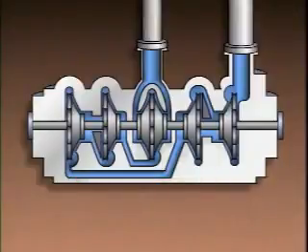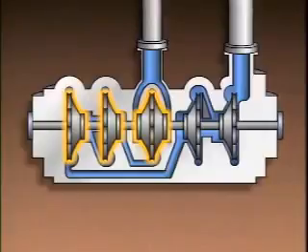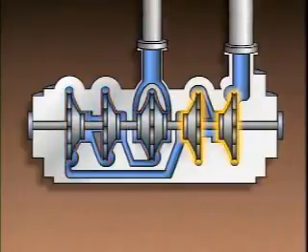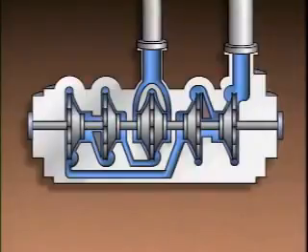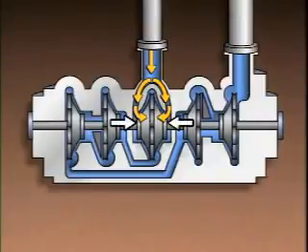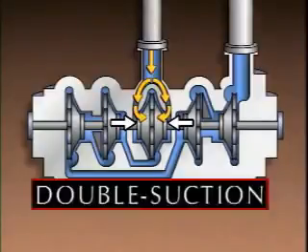It has 5 impellers and 5 volutes. The first 3 stages are located here, and the 4th and 5th stages are located here. But, as you can see, the liquid's flow path is different from that of the 3-stage pump we just saw. In this pump, liquid enters through the suction and flows into the impeller of the first stage. This impeller has a suction eye on both sides and is often called a double suction impeller.